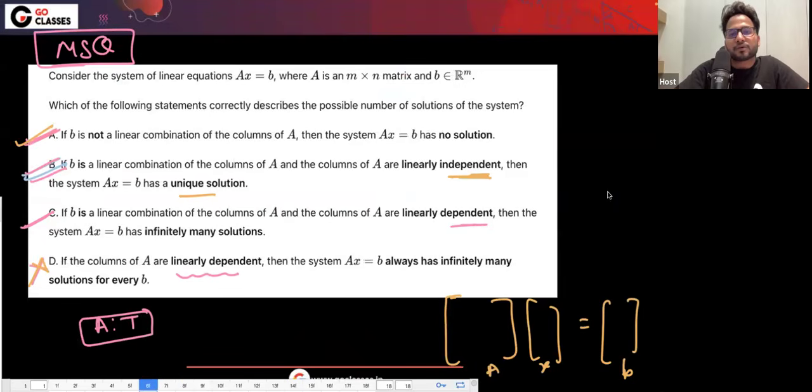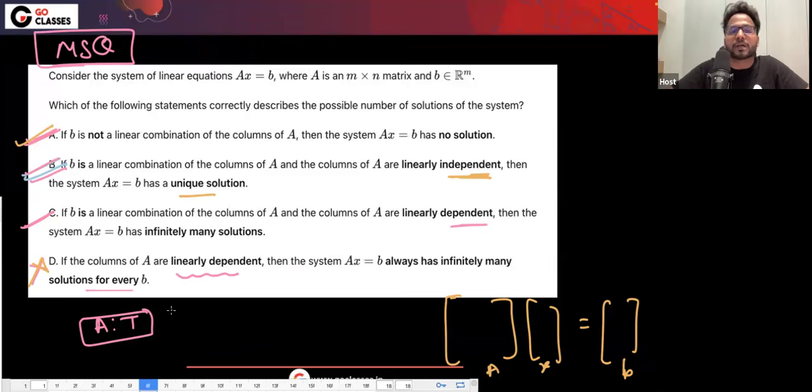So basically the question is asking for every B, right? Which of the following statements correctly describes the possible number of solutions. Someone was asking something like every v. So for every v you should be having infinitely many solutions, but since that is not there, for some v there is no solution also. So yes, infinitely many solutions or no solutions.